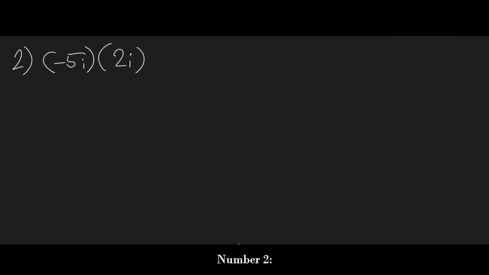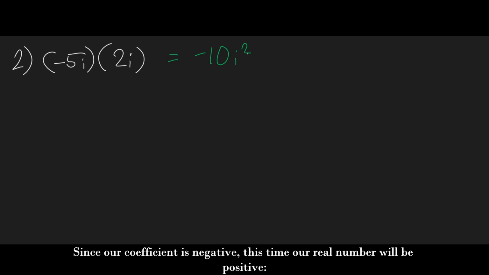Number 2, -5i times 2i. Just like last time, our complex numbers have no real parts, but one of our coefficients is negative. This changes nothing and we can continue normally. -10i squared. Since our coefficient is negative, this time our real number will be positive. -10 times -1 equals 10.